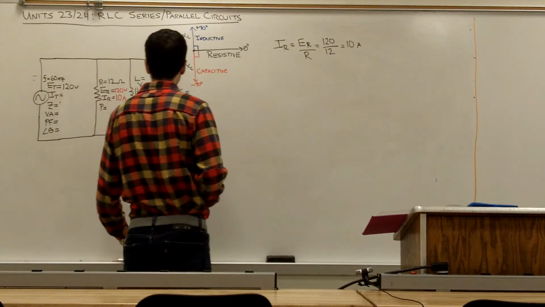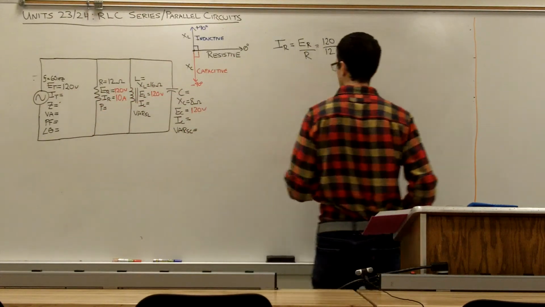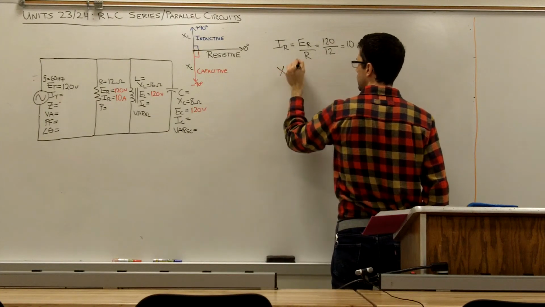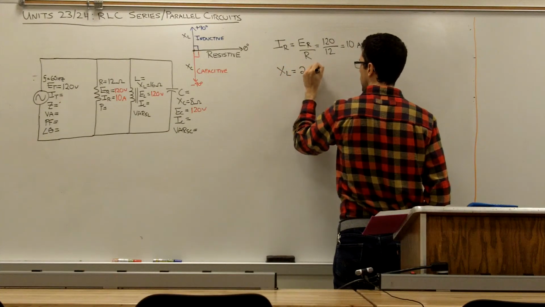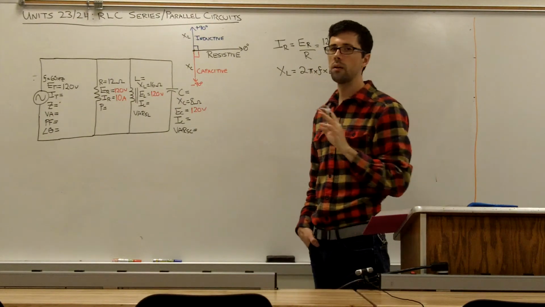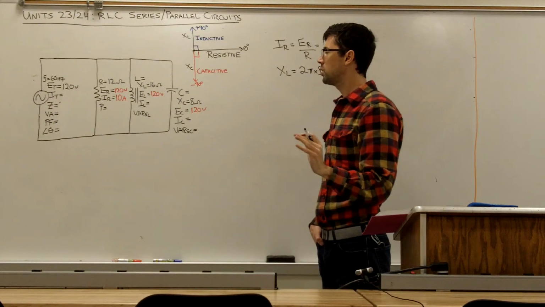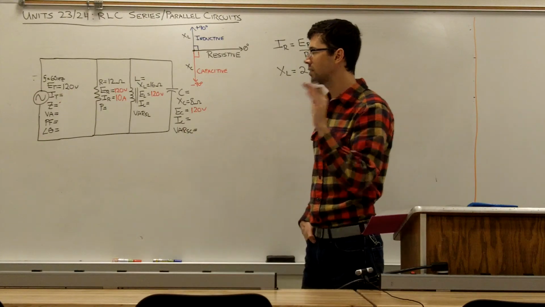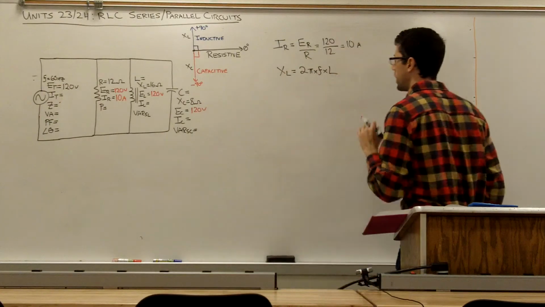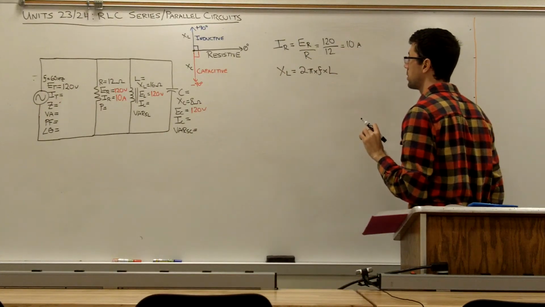Next, looking at the inductor, I know that X sub L is equal to 2 pi times your frequency times your inductance. Once again, let me remind you that all the equations that we've been using have stayed the same. As you might guess, the equation for the impedance Z will change, but everything else is the same as far as our equations.